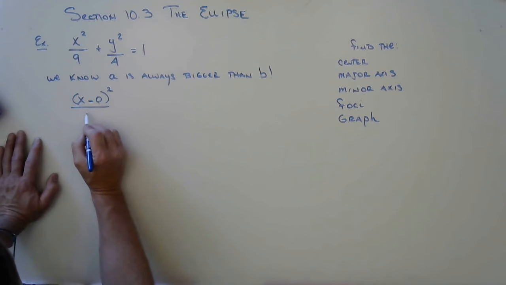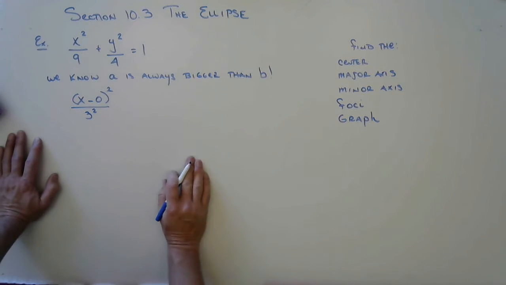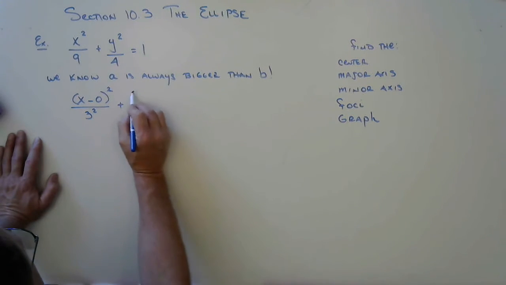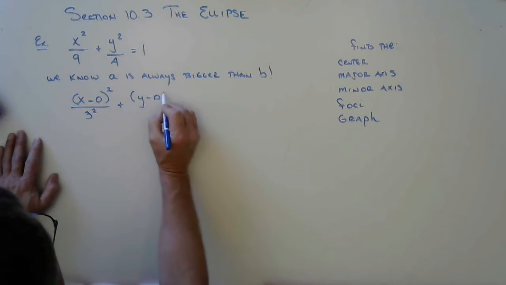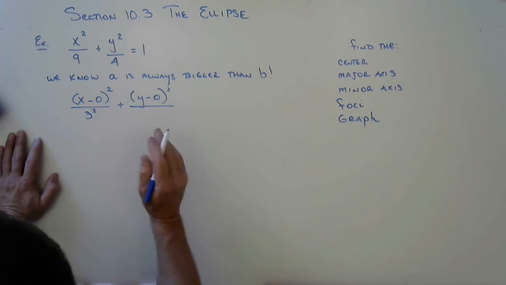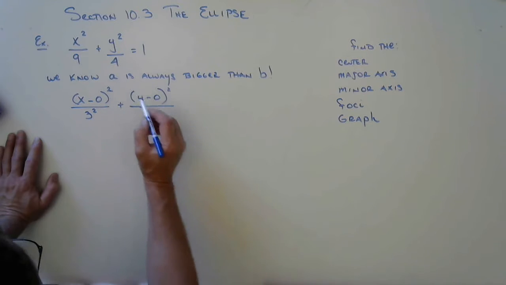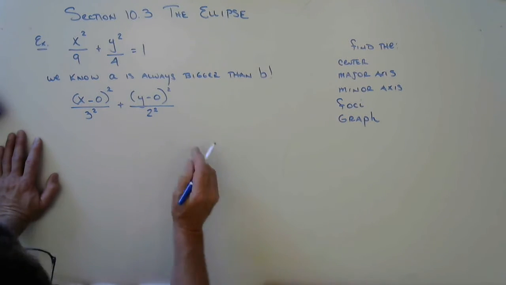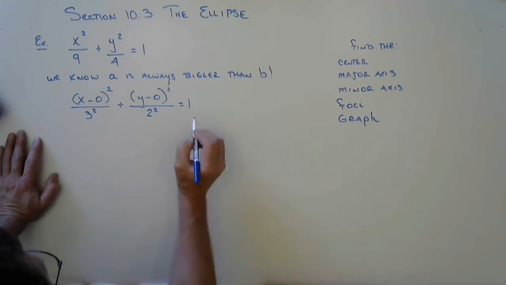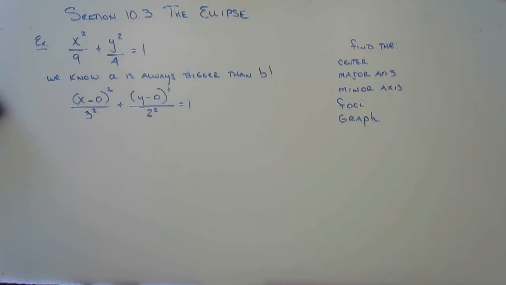Now that's supposed to be somebody squared, so that's going to be 3 squared. Now this is supposed to be y minus somebody, so I'm going to put a 0 in there because that tells me where my center is. Now that's supposed to be somebody squared, so I'm going to write that as 2 squared. Equals 1.